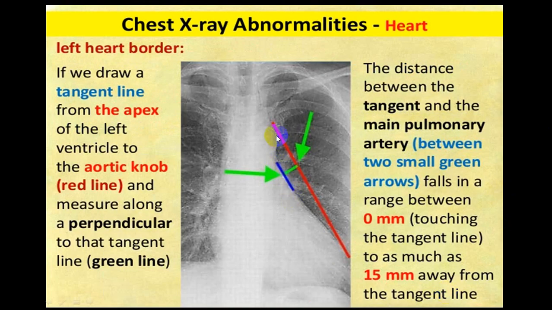You can see the shape. If I draw this line, this is the left atrium, this is the aortic knuckle. So if I draw a red line and measure this distance, if this distance is more than 15 millimeter, it will be in favor of what we call cardiomegaly because of LV.